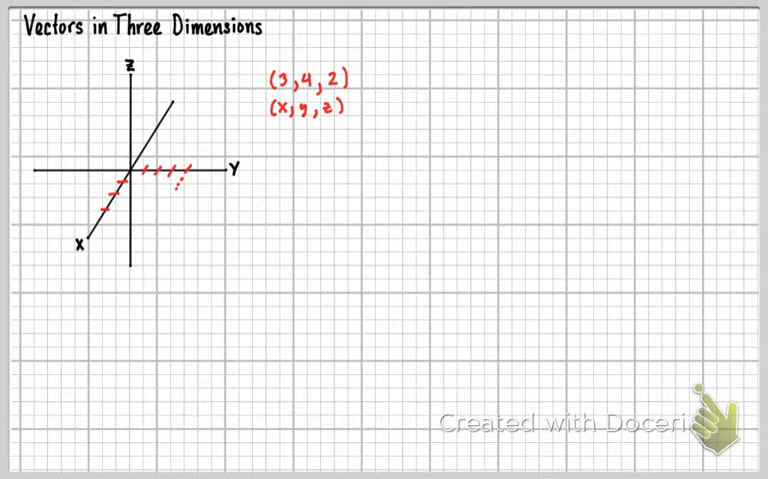So now what I'm going to do is I'm just going to try to draw a little box here. And that's going to be my x up 3 and my y over 4. And that's going to be at this position here. So now I need to do my z component, and that means I go up 2. So if you think about up 2 on the z, that would be here.